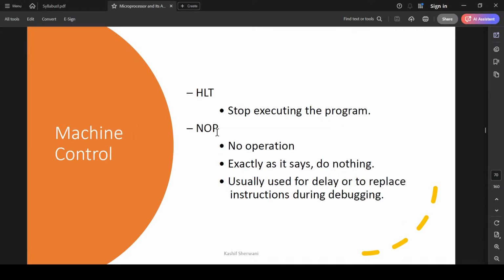Machine control: HLT. Stop executing the program, guys. NOP: no operation. Exactly as it says, do nothing. Usually used for delay or to replace an instruction during debugging. Okay.